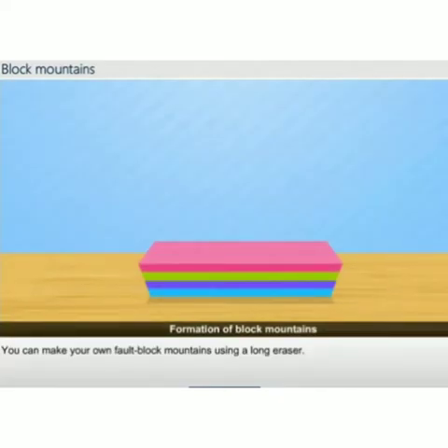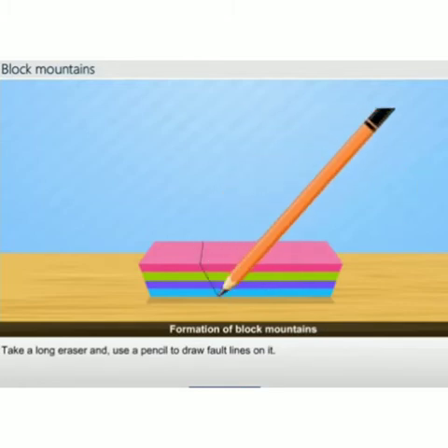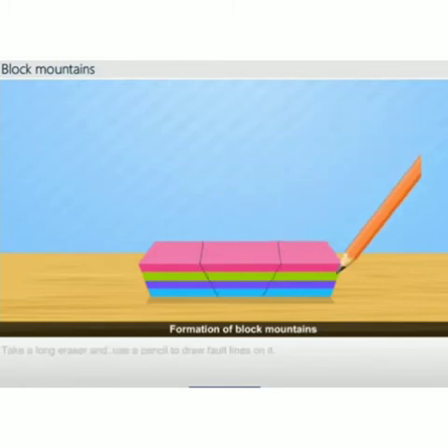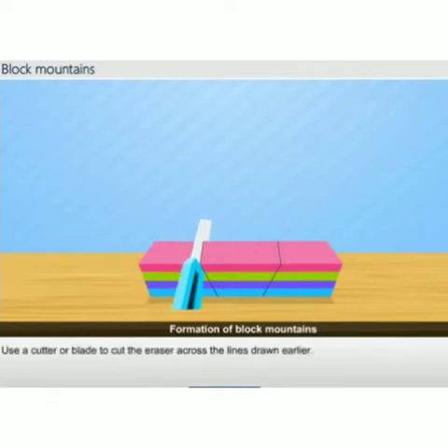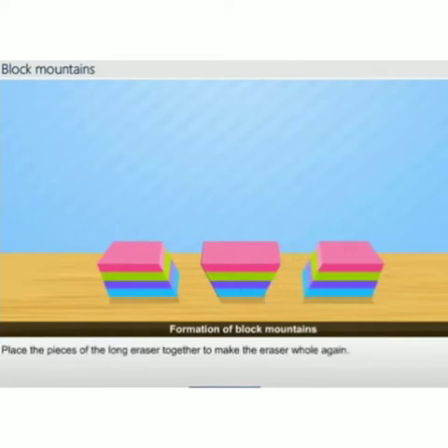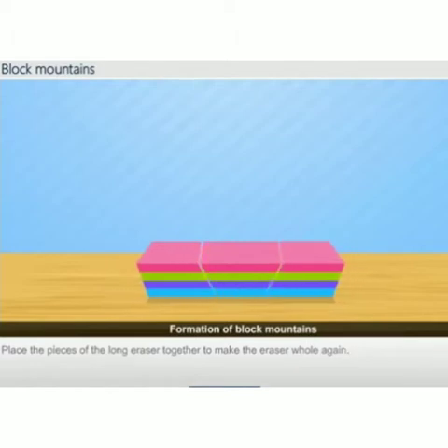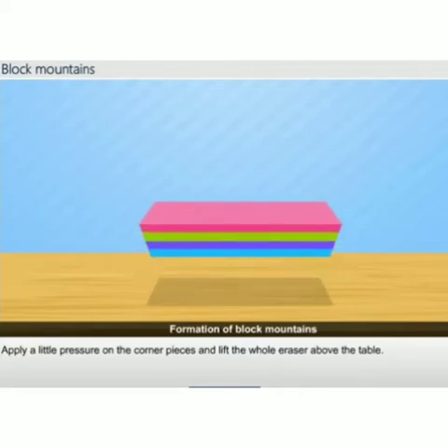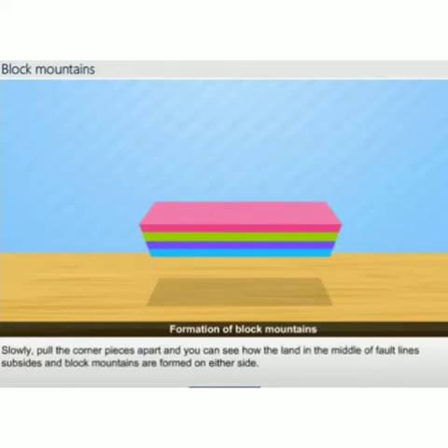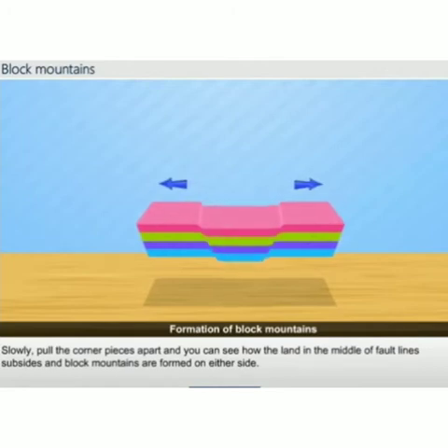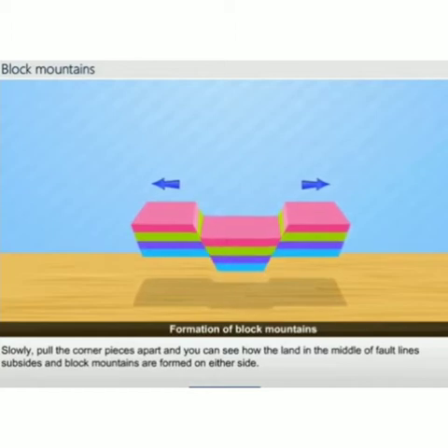You can make your own fault block mountains using a long eraser. Take a long eraser and use a pencil to draw fault lines on it. Use a cutter or blade to cut the eraser across the lines drawn earlier. Place the pieces of the long eraser together to make the eraser whole again. Apply a little pressure on the corner pieces and lift the whole eraser above the table. Slowly put the corner pieces apart and you can see how the land in the middle of the fault lines subsides and block mountains are formed on either side.